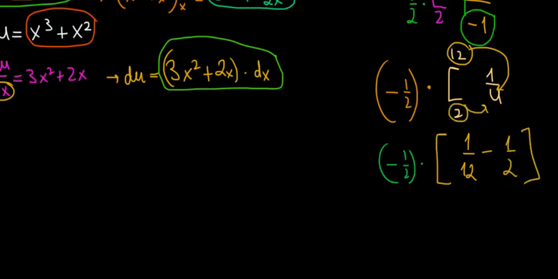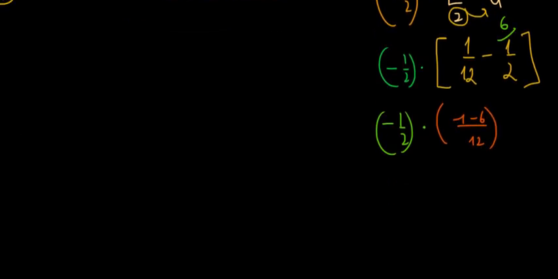Now what we can do is make the common denominator. This is 12, this is 2. 2 times 6 is going to be 12. So we'll have now minus 1 over 2 multiplied with, in brackets, 1 minus 6 divided by 12. What's 1 minus 6? That's minus 5, meaning that we're going to have minus 1 over 2 multiplied with minus 5 divided by 12.